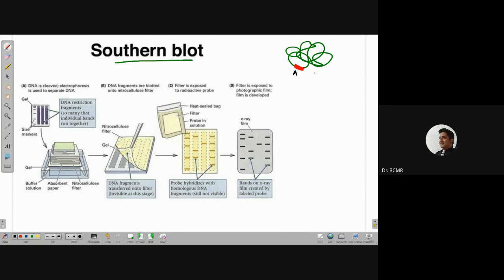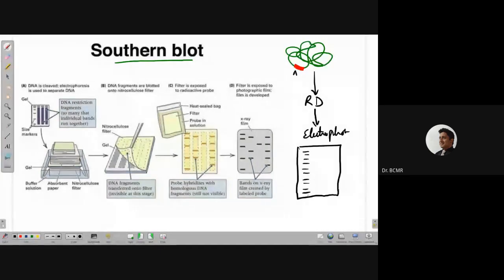Okay, so what would you do? You would have a DNA sample, then you would do restriction digestion. You want to have it in manageable fragments, so you would have restriction digested it. Then we would do electrophoresis. Once we have done electrophoresis, the DNA would move based on size, smaller ones faster and larger ones slower, and you would have size fractionation, something like this.